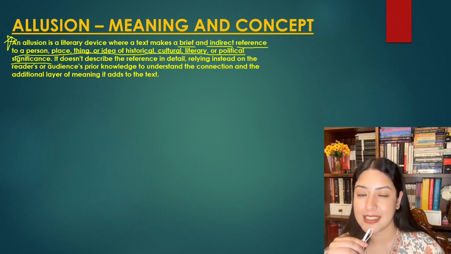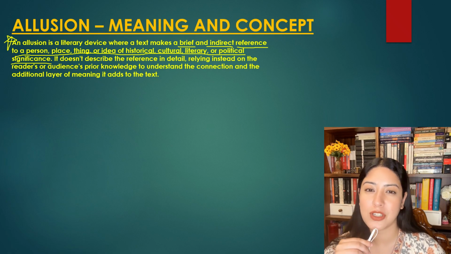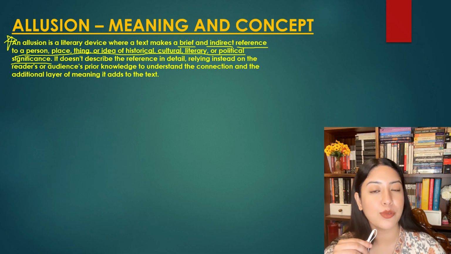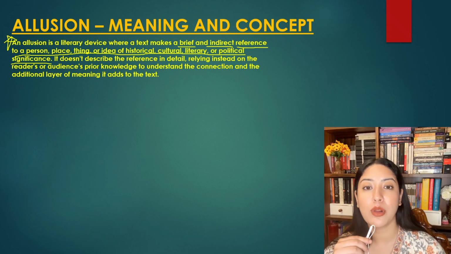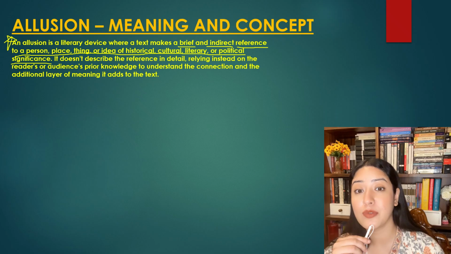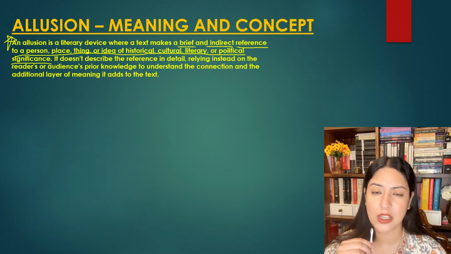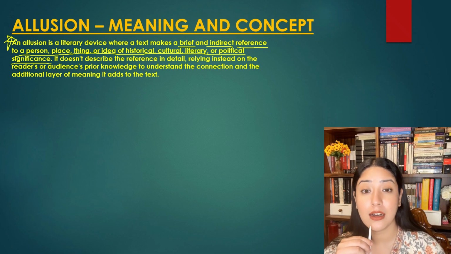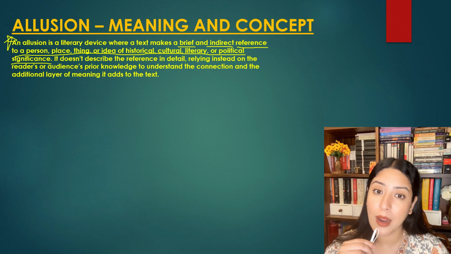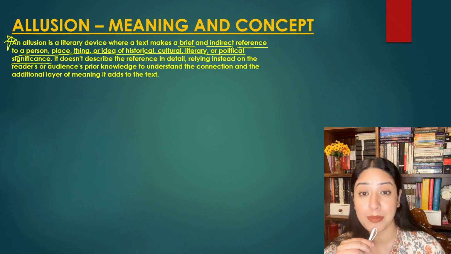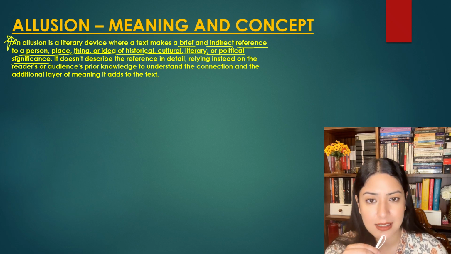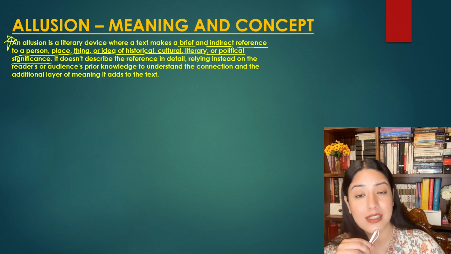Suppose I say, oh my god, you're such an Einstein. I am not going to give you the whole biodata of Einstein. I'm not going to go into the history of his life, his contributions, his birth up until his death. I'm not going to give you his life story. I'm just saying, oh, you're such an Einstein. So when I allude to or refer to Einstein, you can understand that I'm implying that the person I'm talking to is smart, right? So it does not describe the reference.